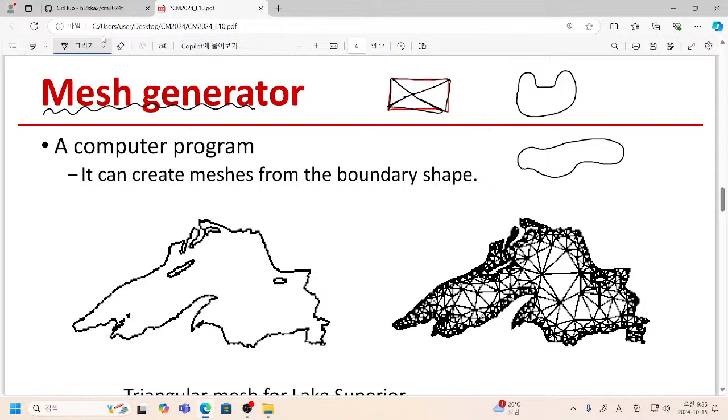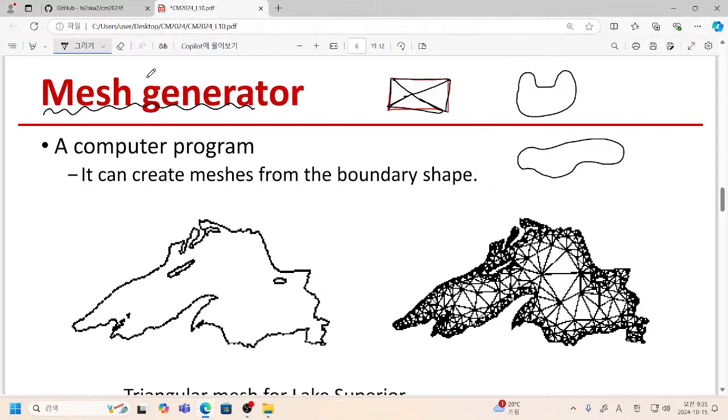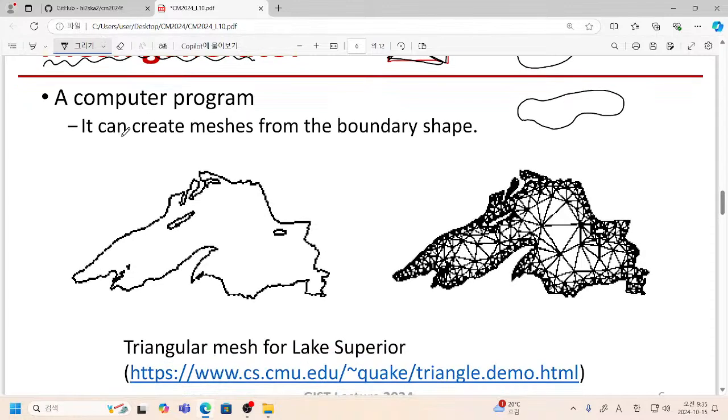The internal domain should also be discretized. So here we have some special programs called mesh generators, and these programs can generate meshes from the boundary shapes. So for example, let me just give you one example.